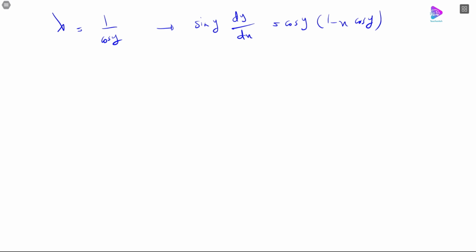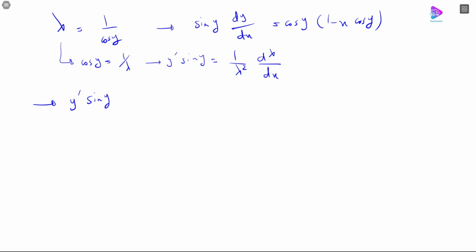Let's take a look at another example in such form. So let's say I'm going to call lambda equal to 1 over cosine y, and then I'm going to solve this equation using this change of variable. So the equation is sine y dy over dx equal to cosine y times (1 minus x cosine y). Correct? So remember, we said lambda is equal to 1 over cosine y. So from here, I can simply say y prime sine y. Remember here, cosine y is equal to 1 over lambda, right? So y prime sine y is equal to 1 over lambda squared d lambda over dx.